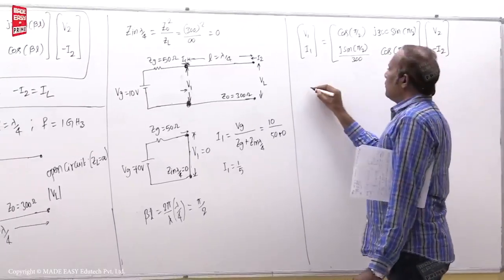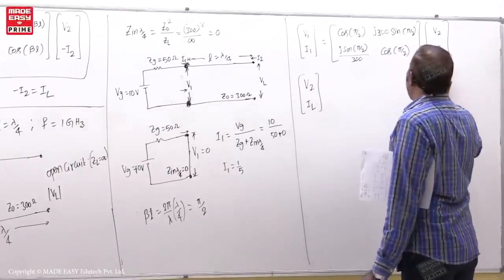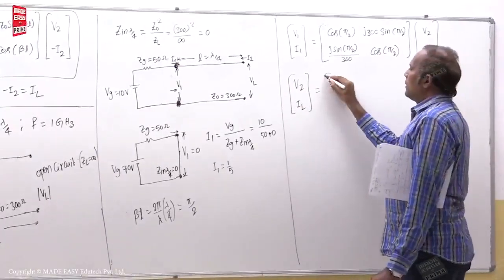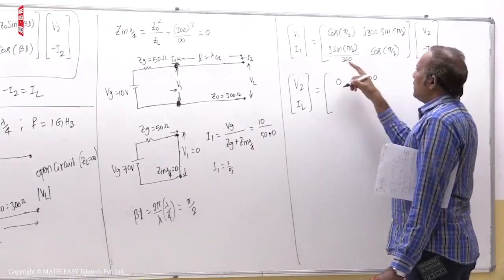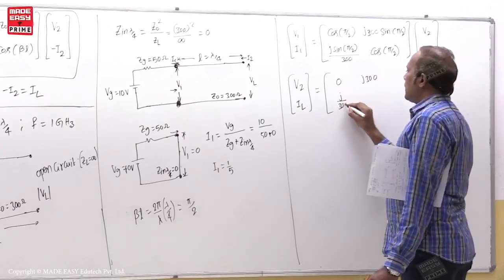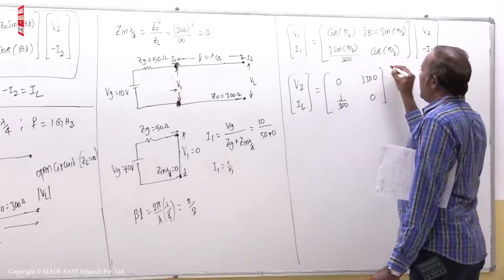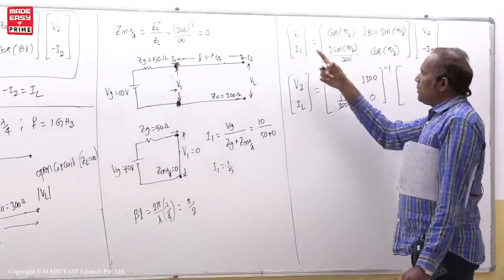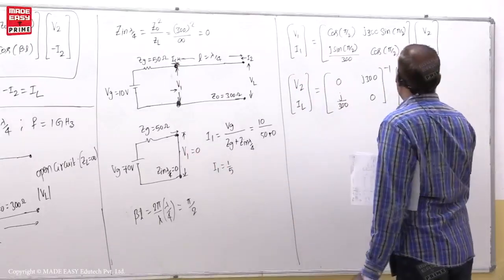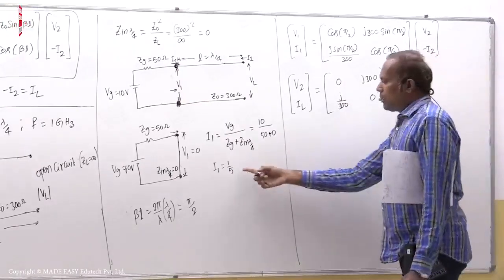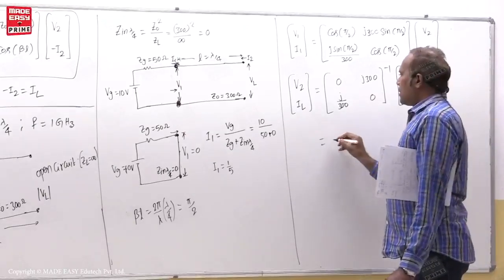So now what do I do? V2, IL, students, in place of minus I2, IL I wrote. Then what is this? 0. What is this? j300. This one j by 300. This one 0. So I am sending this to that side, that means the whole inverse. Then what is V1? 0. What is I1? 1 by 5. What is the inverse of this matrix?